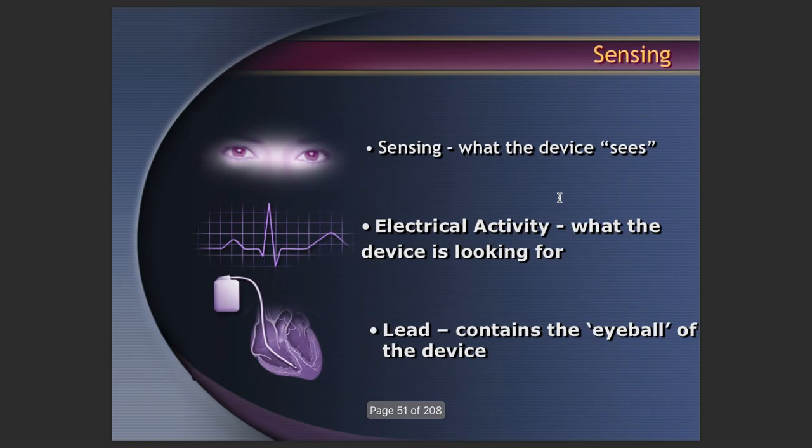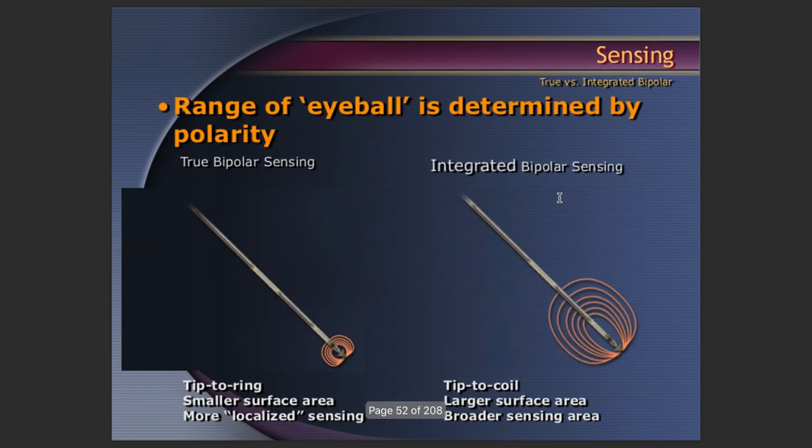Now let's try to understand its different functions. What is sensing actually? The device tends to have a brain, I would say, on its own, in which the device tends to see the electrical activity. In fact, the lead contains the eyeball of the device, and the range of the eyeball is determined by the polarity. How does it depend? In true bipolar sensing, the tip to ring has a smaller surface area, and it will be more localized sensing as well.